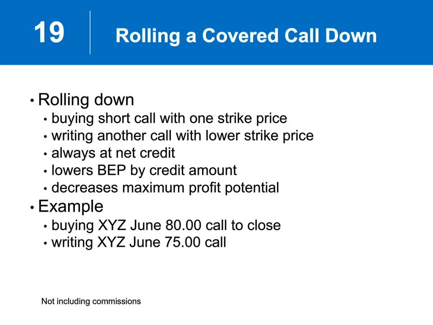We buy back the short call at the one strike, and then we write another call with a lower strike. So in essence, we're doing a vertical credit spread, always a net credit. And when we do this, we lower the break-even point by whatever that credit amount is. And we, of course, by doing that and rolling down, we're decreasing our maximum profit potential. And back to that $80 stock, if we were short the 80 call, we would buy back the 80 call, and to roll down, we would then sell the 75 call. So selling that 75-80 call spread in essence.